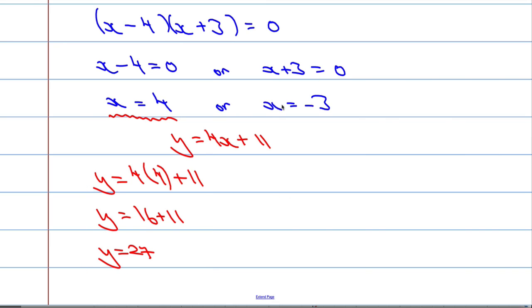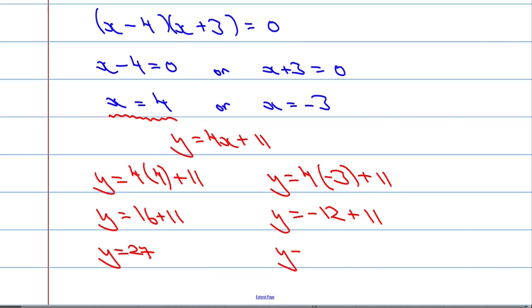And what about when x is negative 3? Well, that means y will equal 4 times negative 3 plus 11. So y equals 4 times negative 3 is negative 12, and we've got to add 11 to that, which means y equals negative 1. So the solutions I have: when x equals 4, y will be 27, and when x equals negative 3, y will equal negative 1.